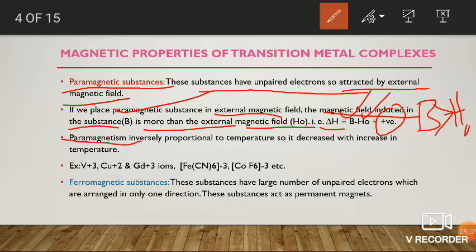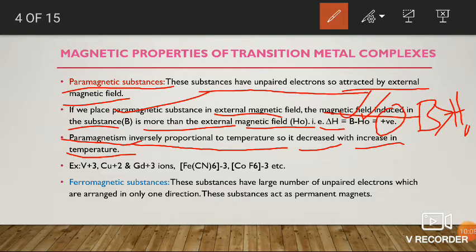Here the paramagnetism is inversely proportional to the temperature. In the case of diamagnetic substances, it does not depend on the temperature, but paramagnetism depends on the temperature and is inversely proportional to the temperature. That is, if you raise the temperature, it will decrease. If you decrease the temperature, the paramagnetism will increase. That is, it is inversely proportional to temperature. So paramagnetism decreases with an increase in temperature.